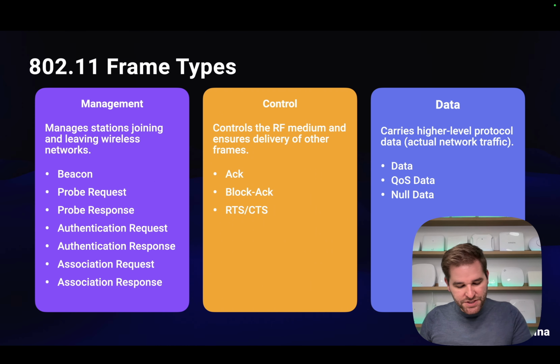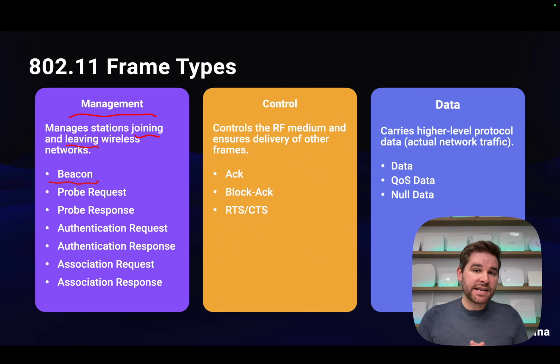But there are 3 different types of 802.11 frames out there. The first is a management frame. A management frame manages stations joining and leaving wireless networks. It helps Wi-Fi devices join networks and leave networks. And the most common type of frame out there is a beacon. A beacon is simply an access point announcing that it exists.